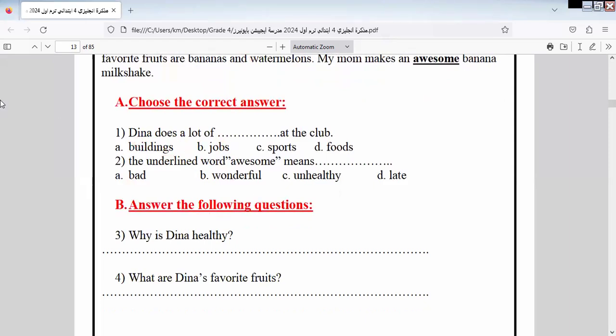Dina does a lot of what? A lot of sports. Underlined also means what? Means wonderful. And I told you in the previous page, okay? It's not difficult. Let's continue the rest of the exercise here.